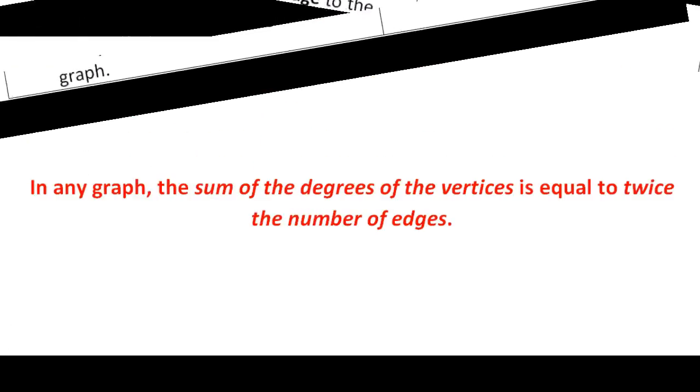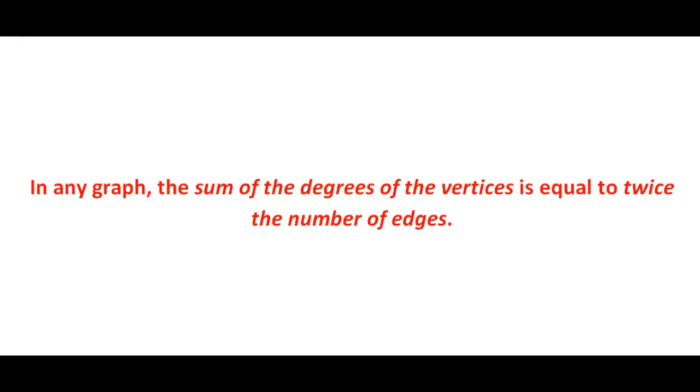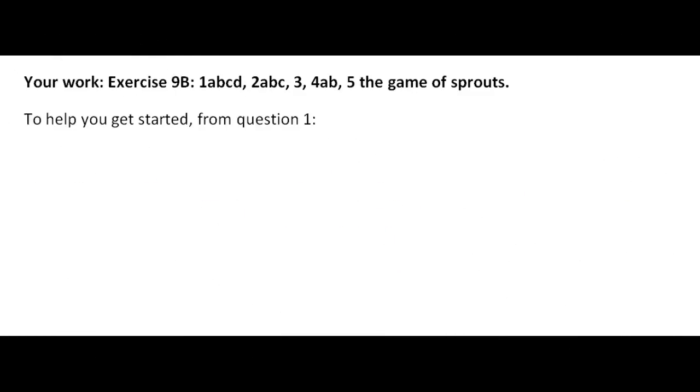In any graph, the sum of the degrees of the vertices is equal to twice the number of edges. That makes sense because at the end of each edge is 2 vertices. You'll find your work at exercise 9B. To help you get started, let's have a look at one of the question parts from question 1.